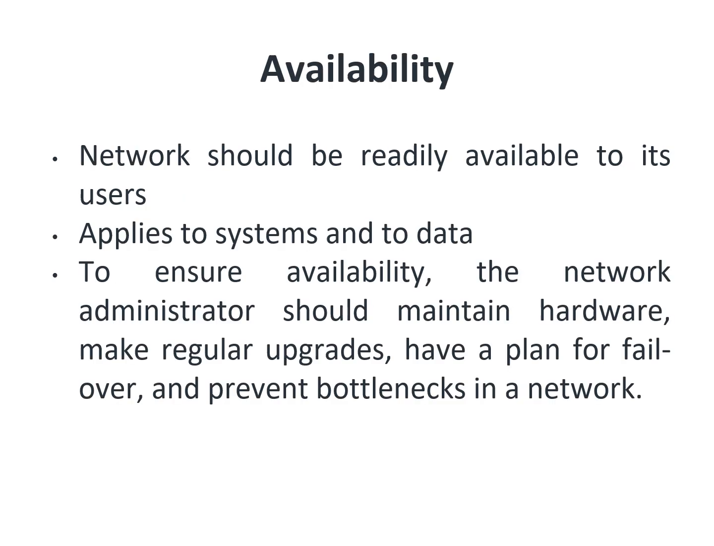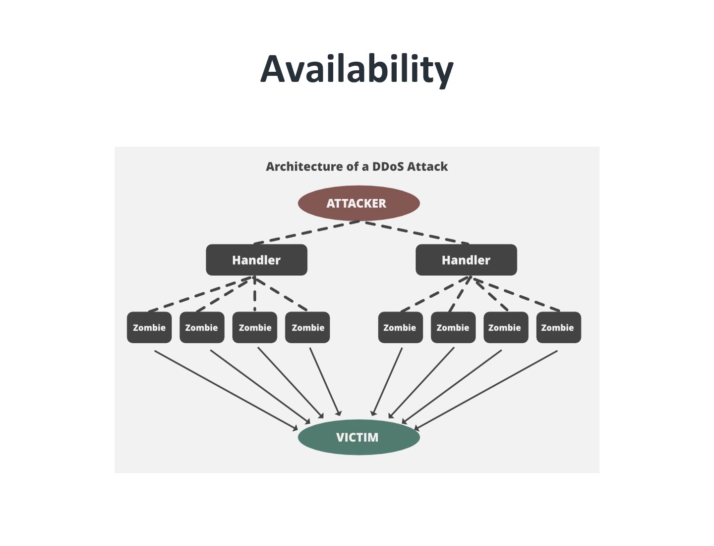So the next one is availability. What does availability mean? For all the eligible users, the network and the services should be available at any time. So how can the intruder break availability? It will produce some bogus messages and bogus requests, which causes a denial of service.